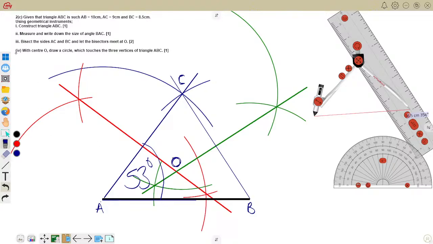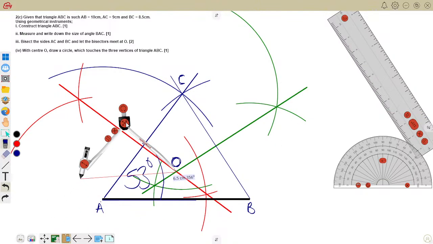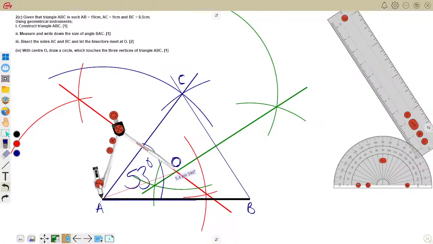Excuse me. So we come to question 4, which is: with center O, draw a circle which touches the 3 vertices of triangle ABC. So for us to draw this, we are going to get a compass. When we get the compass, we are going to put the metal arm on point O, where the two bisectors met. Then we get the pencil and put it at the edge here.